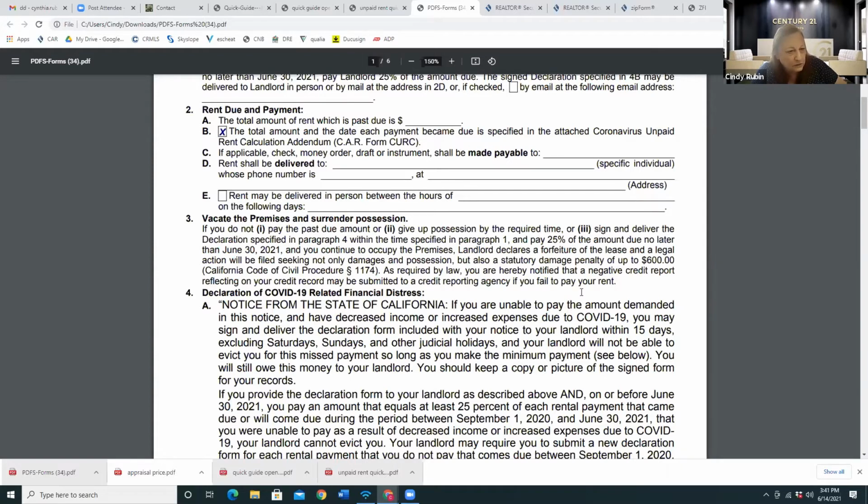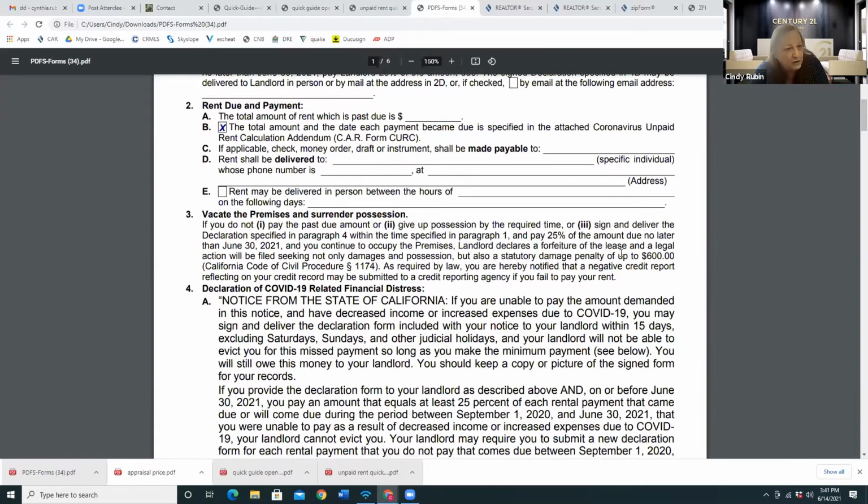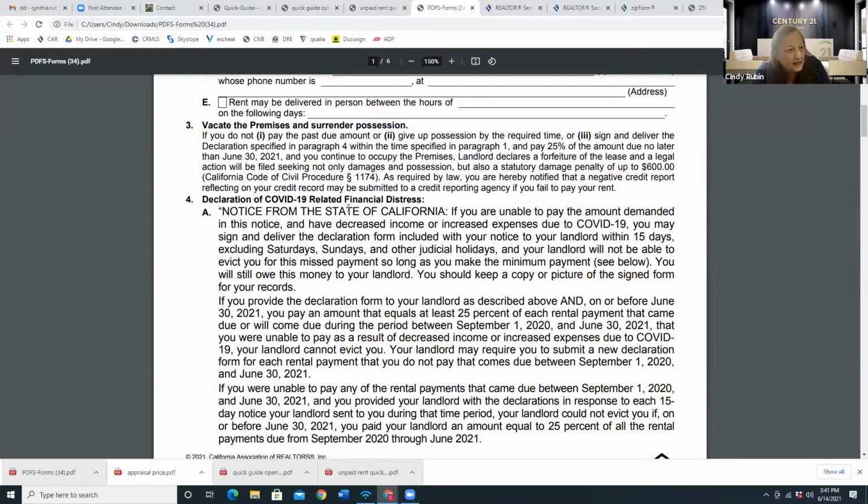Credit may be submitted to if you failed to pay rent. Okay, and it lets them know that you're notified that you could have a negative credit report if you don't pay your rent. The landlord can put something on your credit. Okay, declaration of COVID-related financial distress.